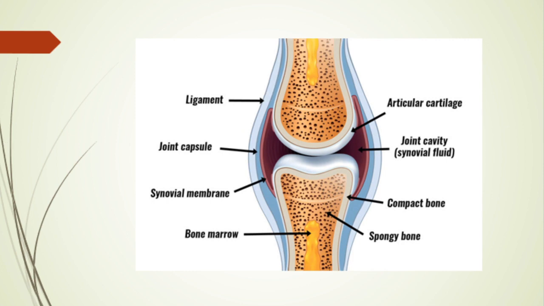This is the picture of a typical synovial joint in which the bones forming the joint are covered by articular cartilage, to lessen friction and allow smooth movement. Then the joint capsule surrounds both the bones forming the joint. There is a synovial membrane which lines the inside of the joint capsule, and it secretes a fluid called synovial fluid, which nourishes the cartilage and absorbs shock and trauma. Lastly, the ligaments provide extra support to the joint. So this is the full picture of an ideal synovial joint.